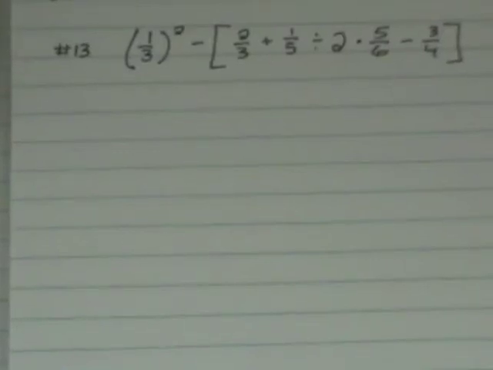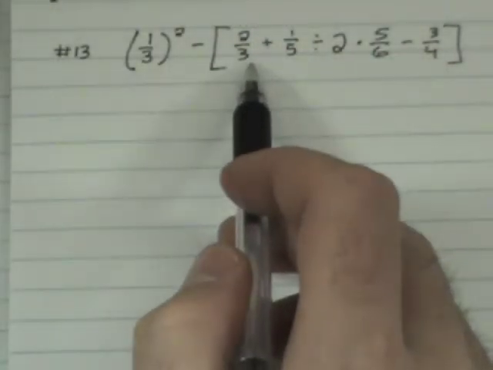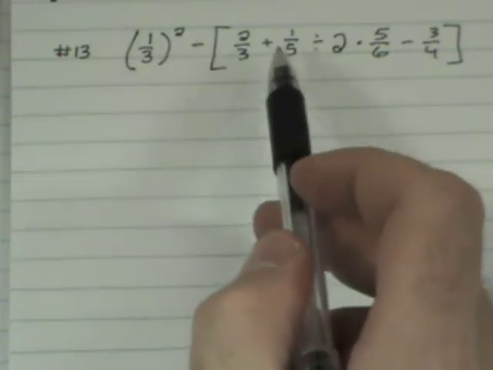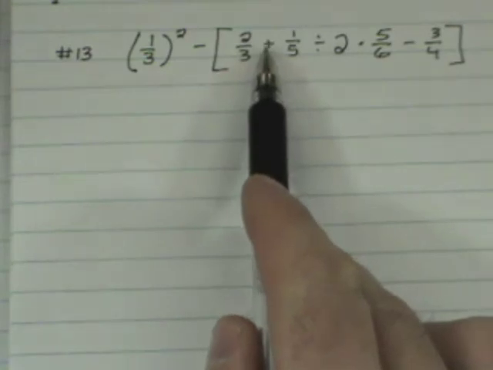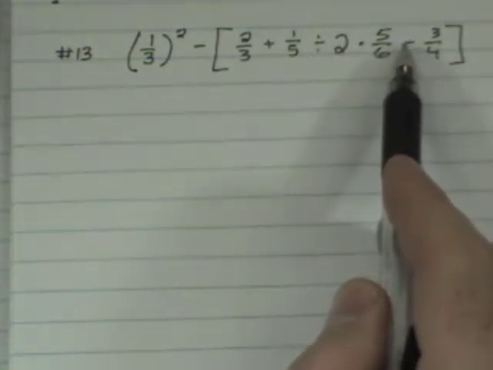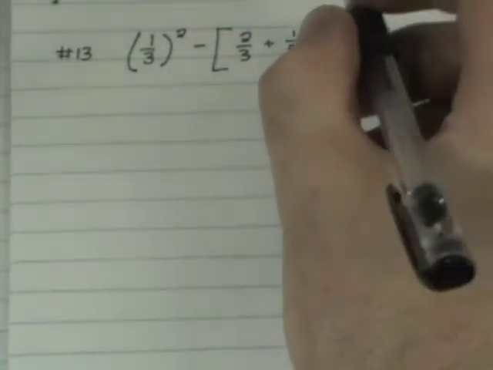Number 13 from the Order of Operations worksheet. Again, I have two sets of parentheses. The first parenthesis, there's not really anything to do. So I jump to the second set of parentheses and I look through my choices. I have addition, division, multiplication, and subtraction. According to order of operations, you're supposed to do your multiplication and division as you see them.